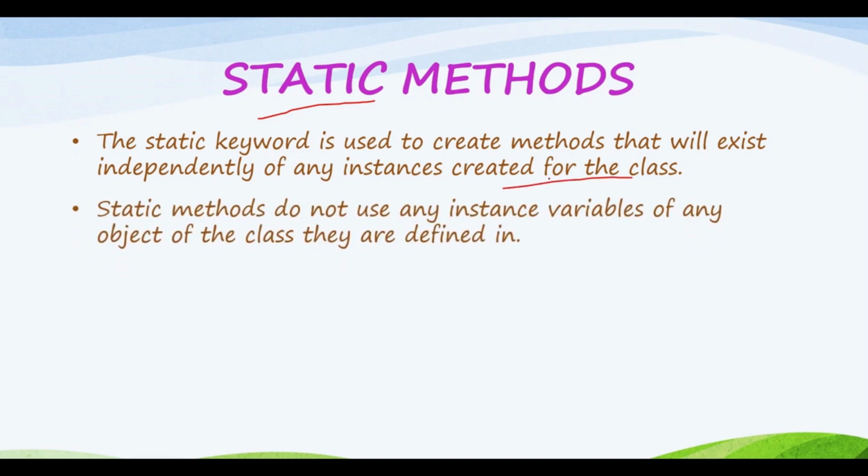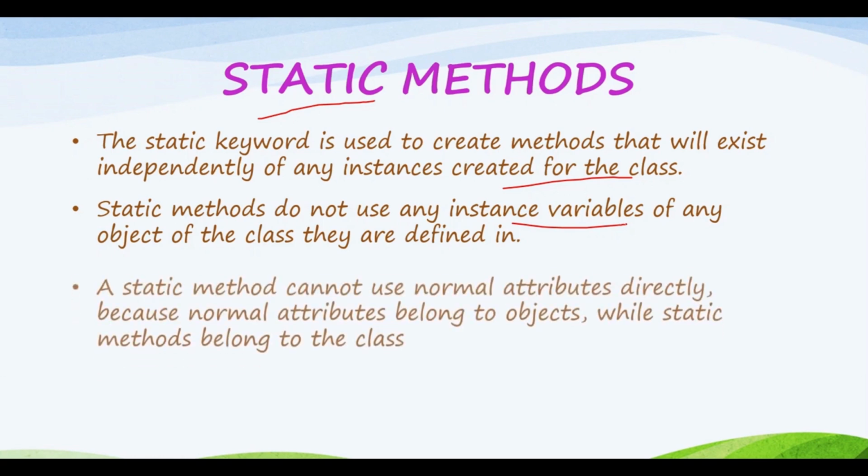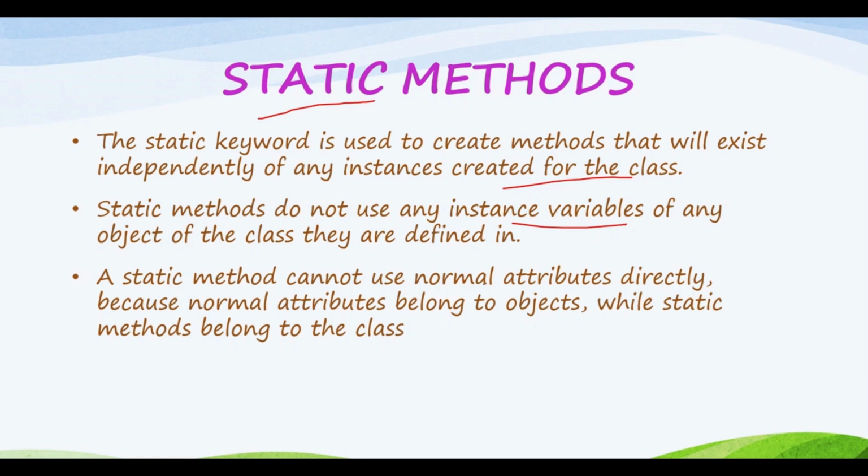Static methods do not use any instance variables of any object of the class they are defined in. That is, there is no need to create an object to access the static method. So a static method cannot use normal attributes directly, because normal attributes belong to the object while a static method belongs to the class.